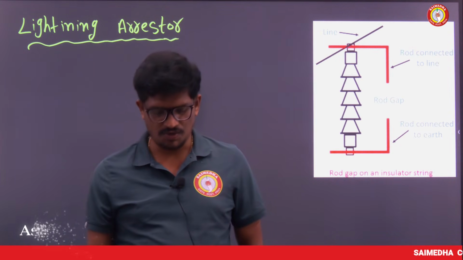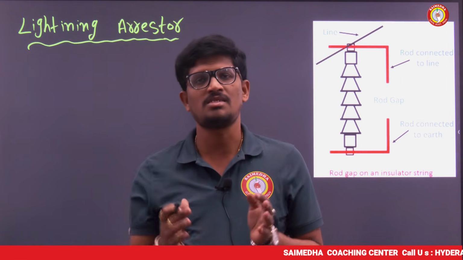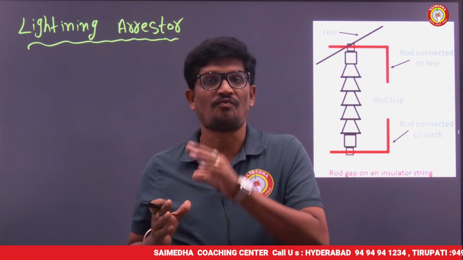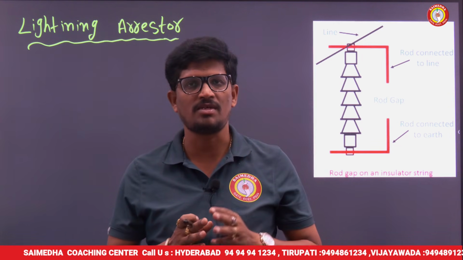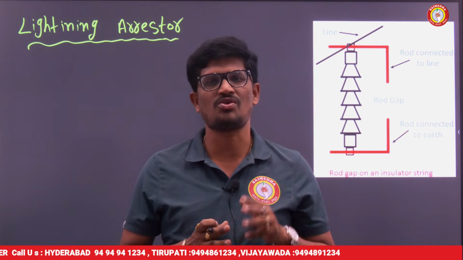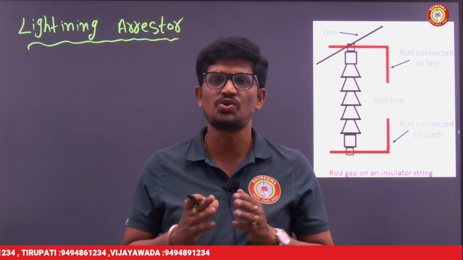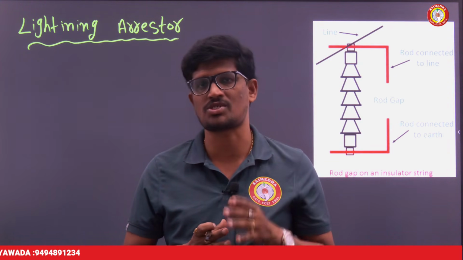Student, in this video, I am going to discuss the lightning arrestor. The lightning arrestor is also one of the devices to protect the line from external overvoltage only. I already told you in the previous class that external overvoltages are of two types, direct stroke and indirect stroke. But lightning arrestors are especially used to avoid indirect strokes only, not direct strokes.